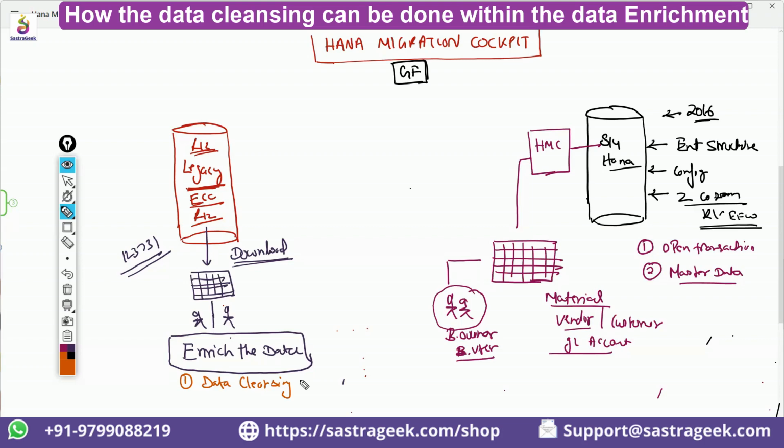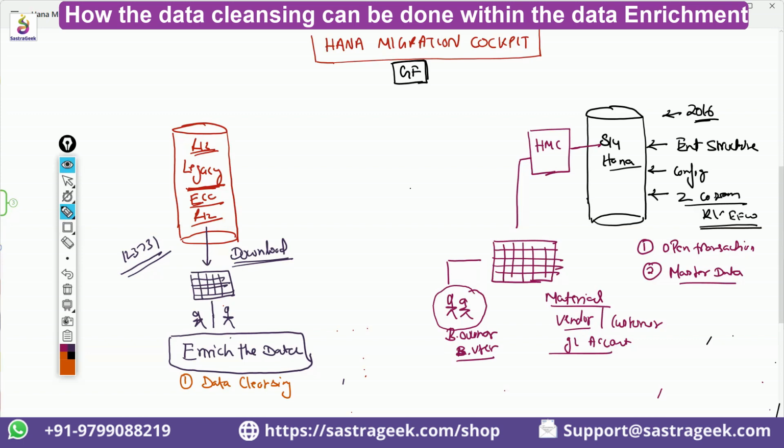How can data cleansing be done? If I want to clean my data, what kind of rules can I put in place? In data cleansing, the most important thing we do is create rules and validations. Let's say a lot of materials, vendors and customers are there. I don't want to bring everything to S/4HANA, so we put rules so that we only bring the data which is used.